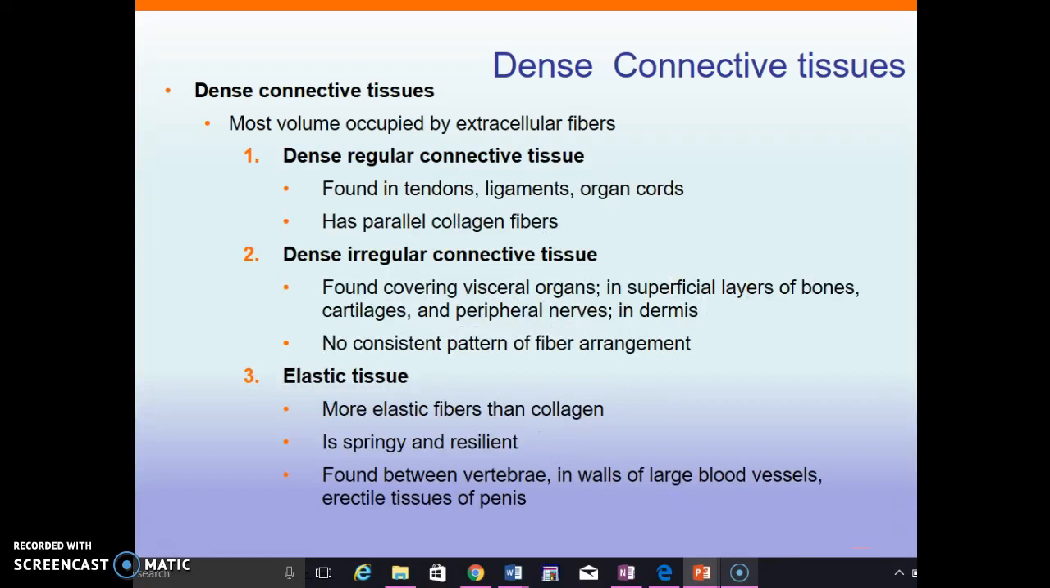Dense connective tissue looks very different from loose connective tissue. The fibers are packed together. Dense regular is the strongest. It is found in tendons and ligaments, and you'll see wavy fibers of collagen. Dense irregular is, again, quite strong because of the collagen, but it looks less regular. It is irregular. And elastic is more for stretch than for strength.